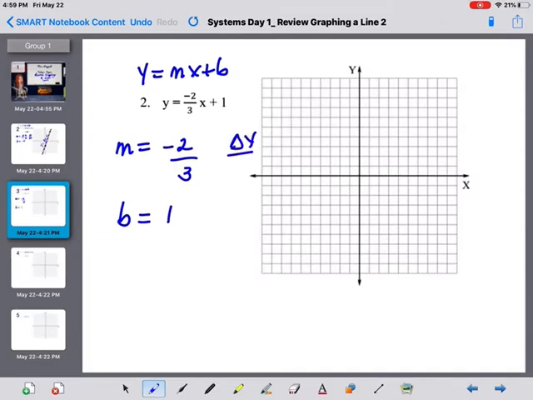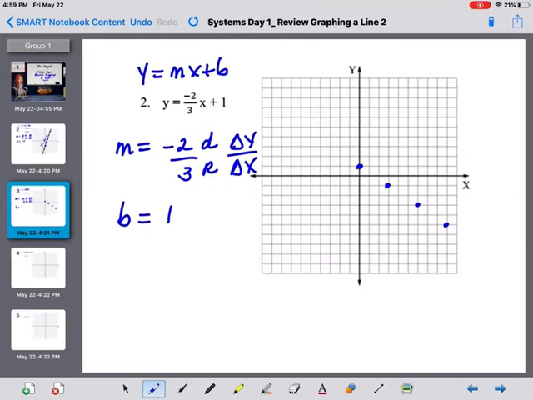But in this case, I have a negative slope. So if my change in y is negative, that means I'm going to go down 2. And my change in x is still positive, so I'm going to go to the right 3. So from my y-intercept at positive 1, the first point that I'm going to plot, I want to move down 2 and to the right 3.